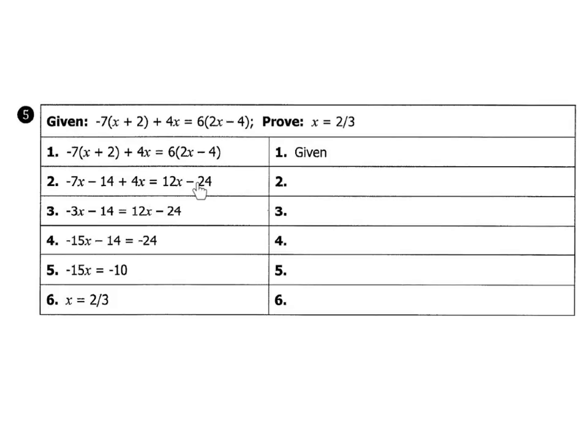So every line has to have a reason. So every time we do something algebraically, we have to explain it with a property or explain what we did with a reason. So starting with line number 1, how did we go from line number 1 to line number 2? How did we go from this statement to this statement? If we're looking at what's different about this statement and this statement, we can see that we distributed the negative 7 to both terms here. We distributed the 6 to both terms inside the parentheses there. So therefore, to go from line 1 to line 2, we used the distributive property.